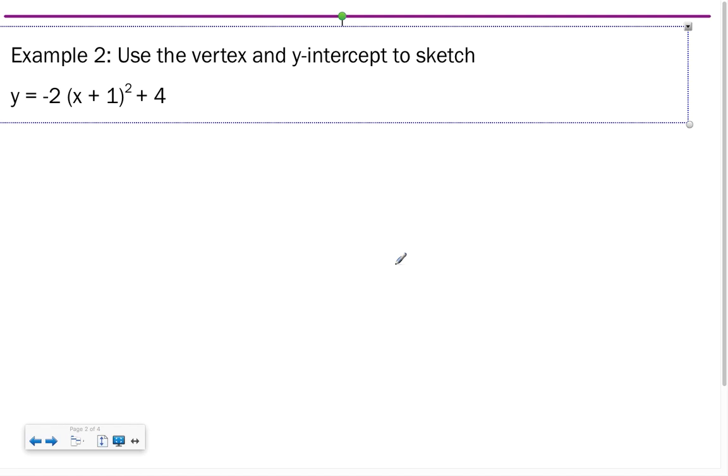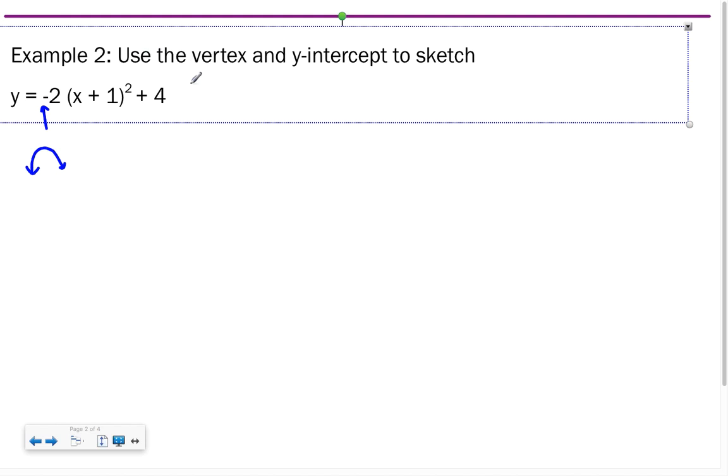So in this example, it says use the vertex and the y-intercept to sketch this equation: y equals -2 times (x plus 1) squared plus 4. Right away when I look at this, I see our stretch factor is negative. So we know we're going to have a graph that opens downwards. We're going to have a frowny face parabola.